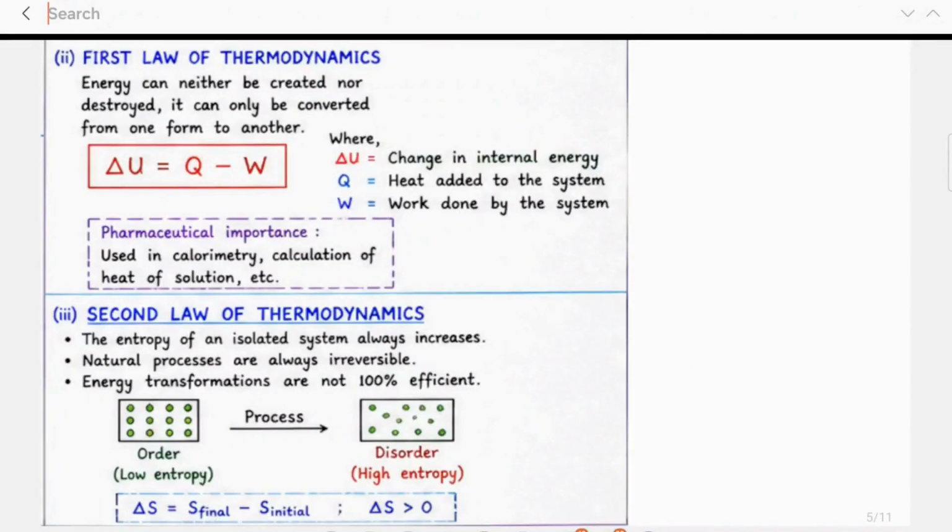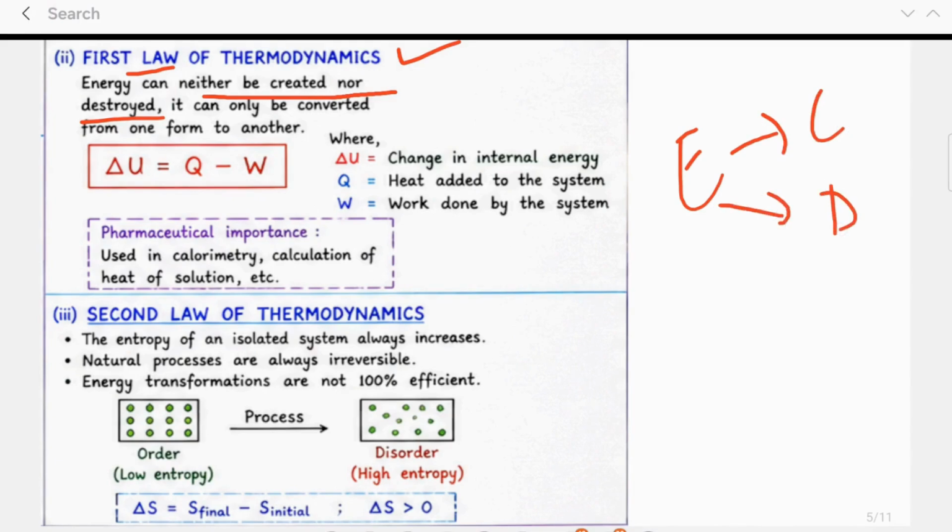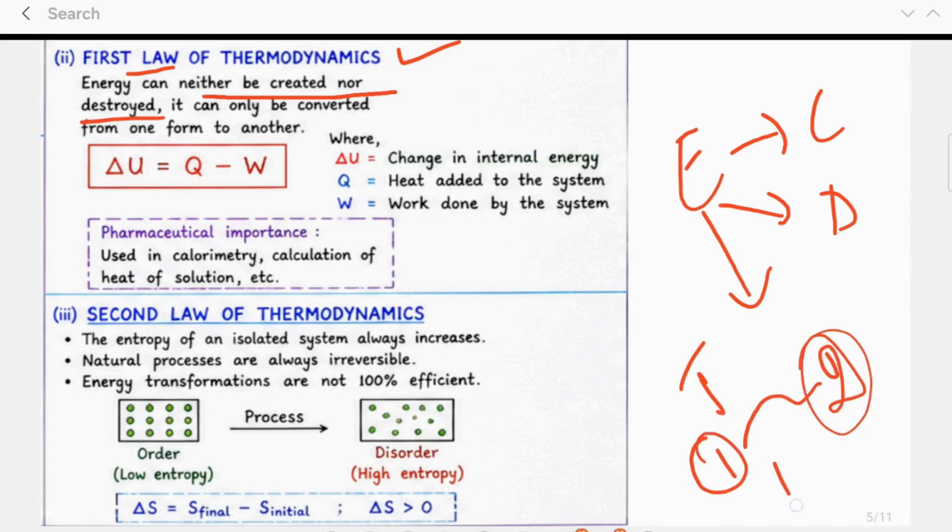We will see the laws of thermodynamics. The first law of thermodynamics. It states that energy can neither be created nor be destroyed, but it can only be converted from one form to another form. That is, energy we cannot create and we cannot destroy, but we can only transform from one form to another form. So that is what the first law says.